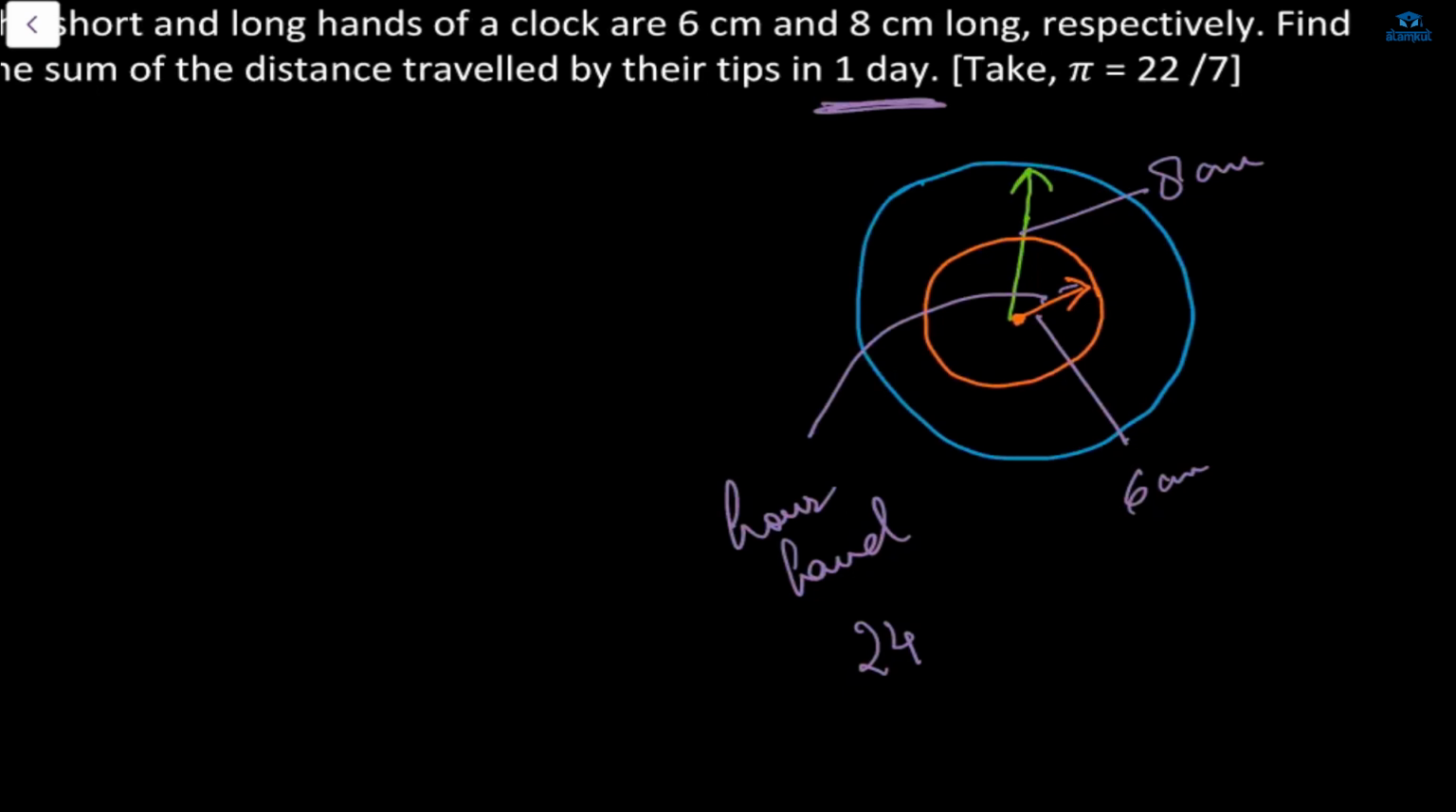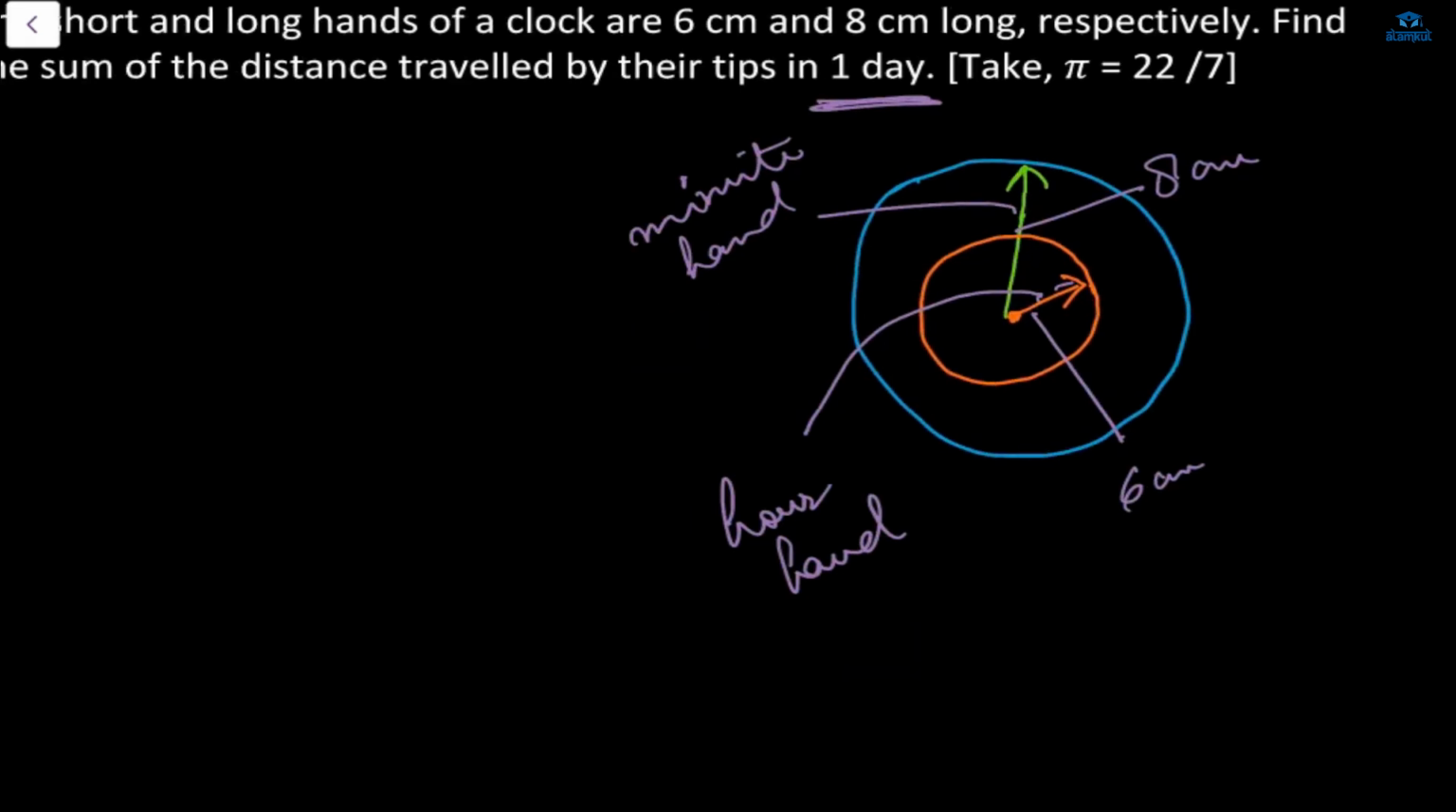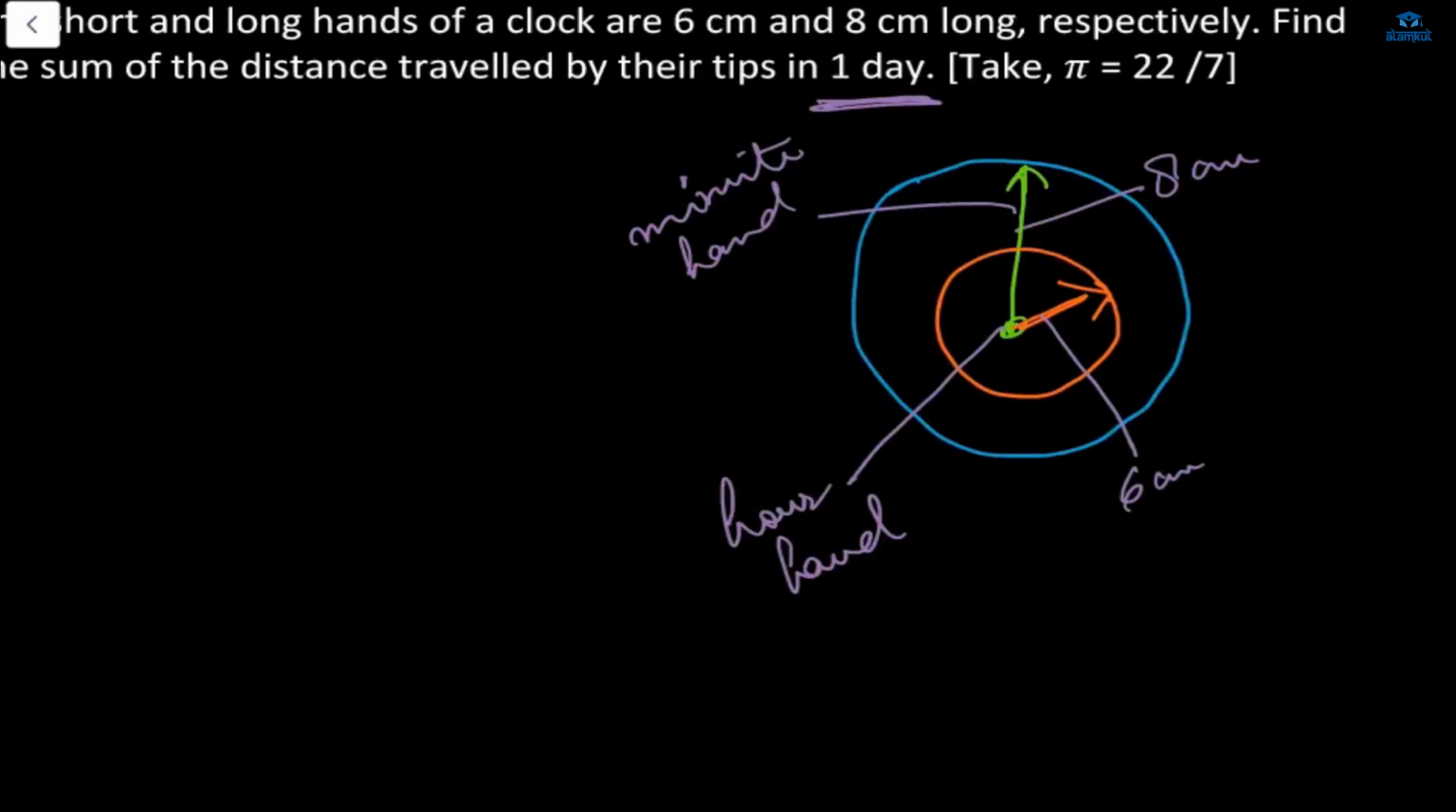Now if we are talking about the minute hand, how many times will it move in 1 hour? There are 24 hours, and in 1 hour you have 60 minutes. So how many revolutions will this bigger one make? 1440. Wait, just see, this is your hour hand. Yes, I got confused. This is your hour hand.